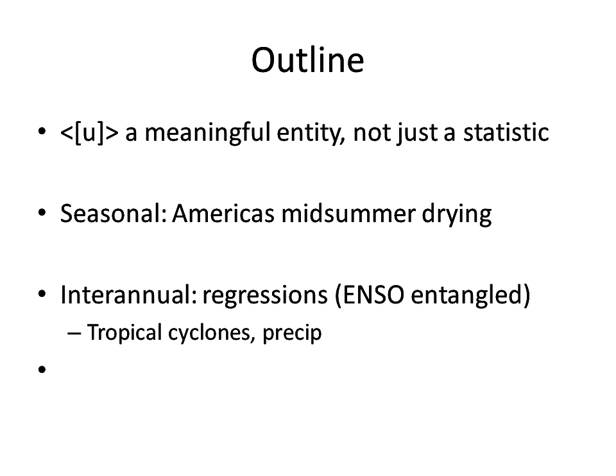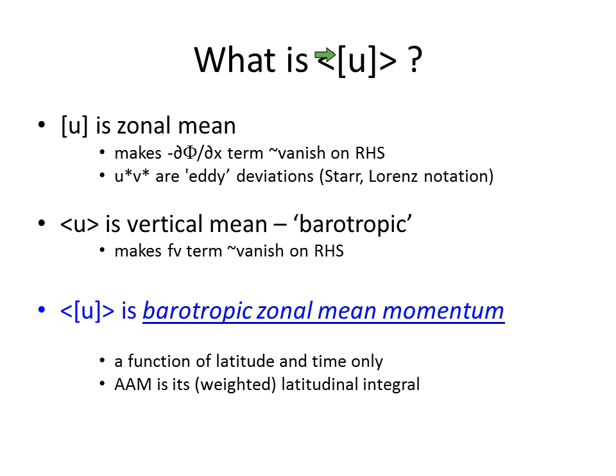First off, just what is this curly multiple bracketed thing? The square brackets are a zonal mean, which is traditional Starr and Lorenz notation. Many of you have gotten that in your classes. When you take a zonal average, it makes the pressure gradient force term vanish on the right-hand side. So the zonal mean is more tractable than the local momentum, because local momentum just redistributes it in the east-west direction, but the zonal mean can't be affected by that. And stars, in this case, are deviations from the zonal mean in that traditional notation.